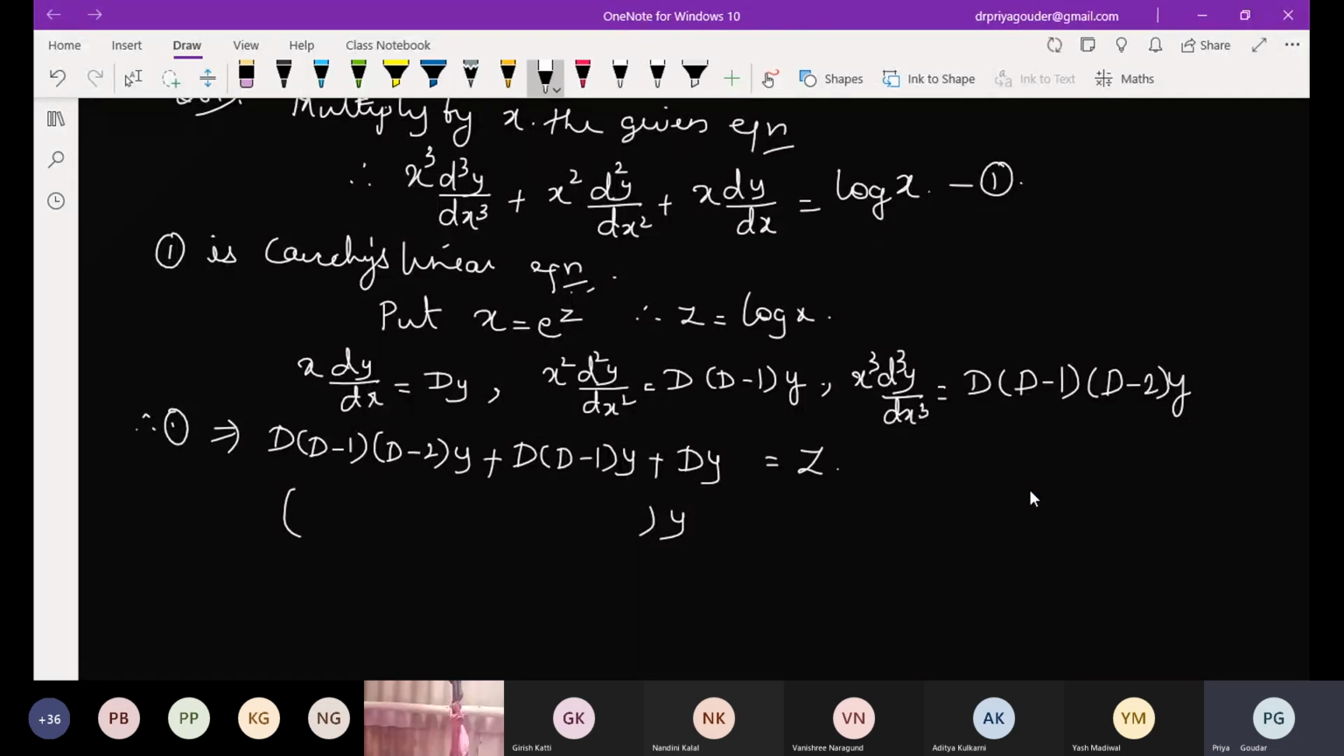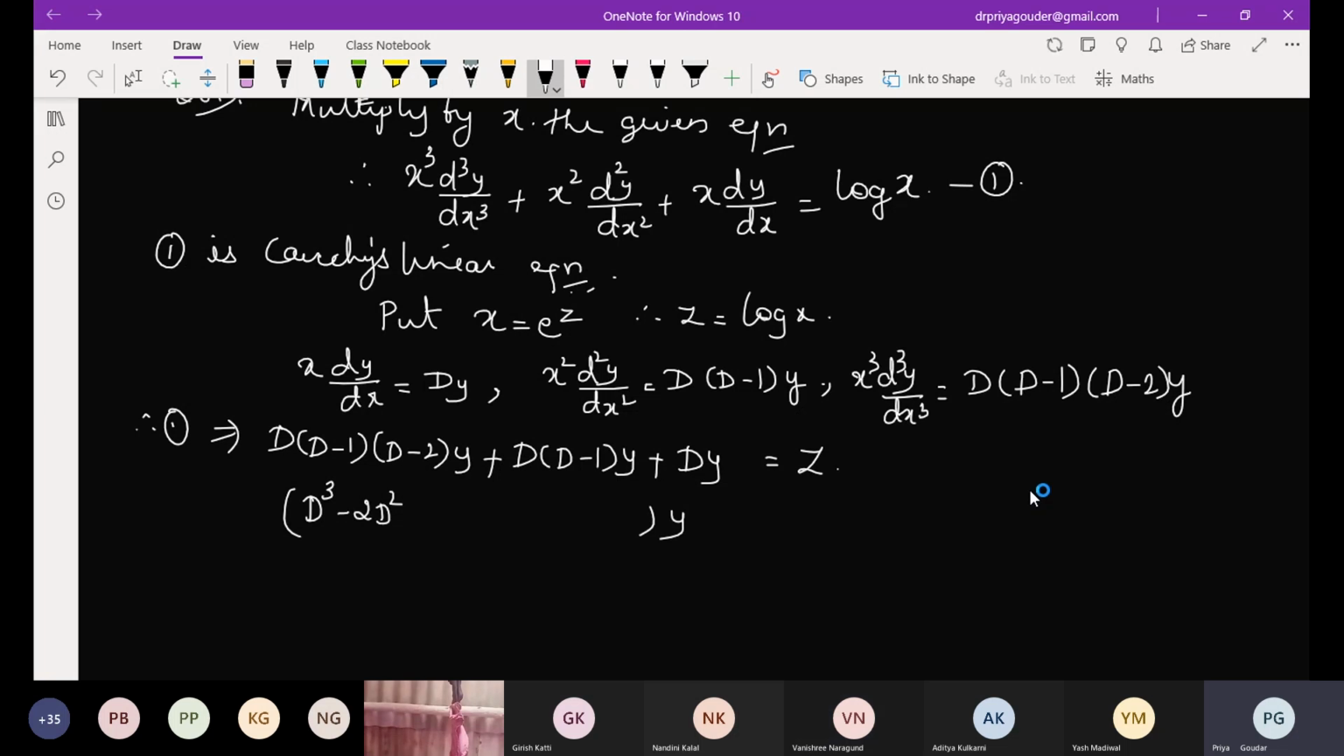If you multiply these, how am I going to multiply? Just see, this is D. If I take it inside, it is D square minus D. I'll multiply with D minus 2. D square into D is D cube. Next, D square into minus 2 is minus 2D square, right?